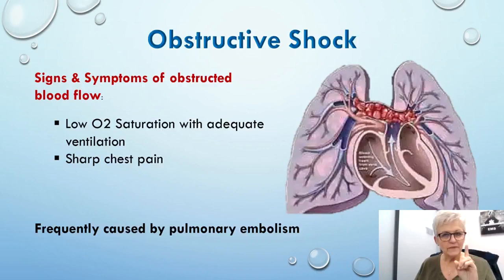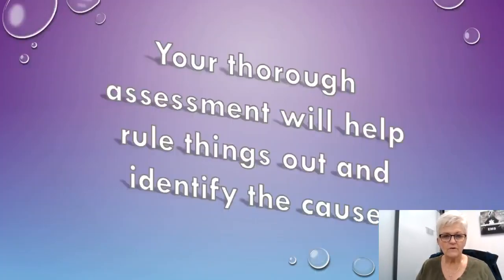Now keep in mind, the lungs are clear. Okay, there's nothing obstructing airflow. It's only obstructing the blood flow in the pulmonary artery, but it keeps the blood from getting oxygenated, and it can be deadly. Okay, so in a nutshell, because I'm keeping this short, your thorough assessment is going to help you be able to rule things out and look for those specific signs that you would see in those various types of shock and be able to take you to the right pathway.